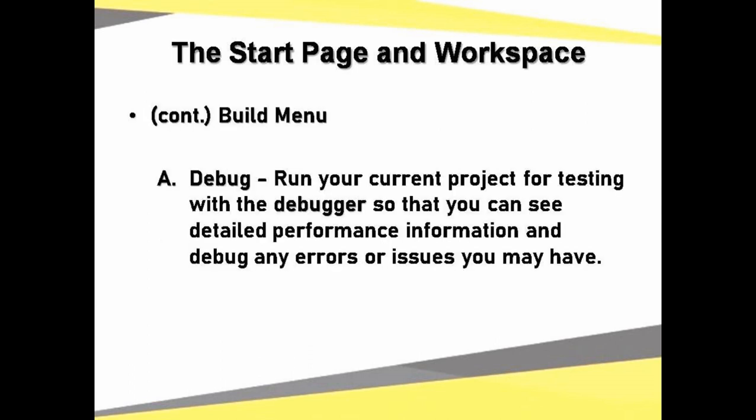Next, we have what we call debug. You can run your current project for testing with the debugger so you can see the detailed performance information, the file directories, and the problems. If there are certain problems in the project, they will all be seen while debugging the whole project. And I believe this is not the first time that you have heard what a debug is and what a debug does. So basically, you can build your project, debug it, and check where those resources are and where those problems are occurring using this build menu.